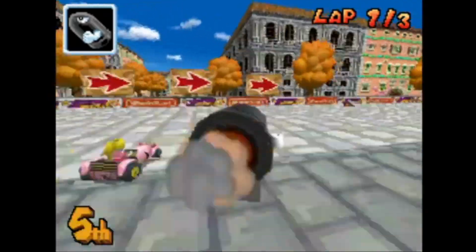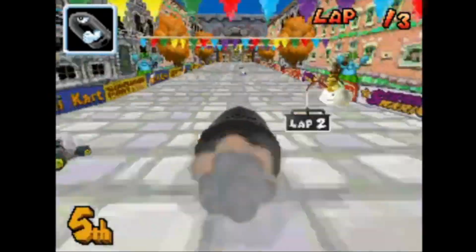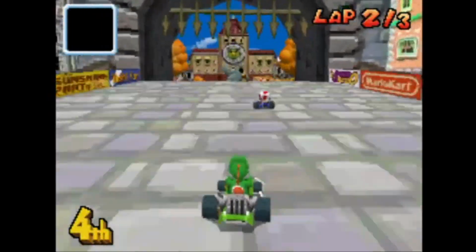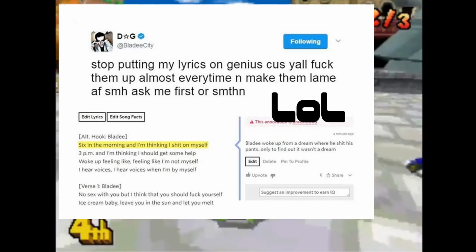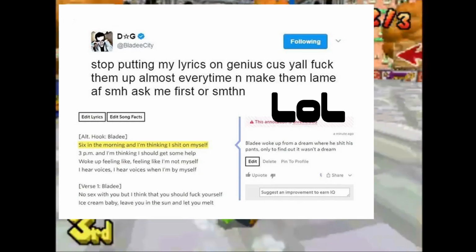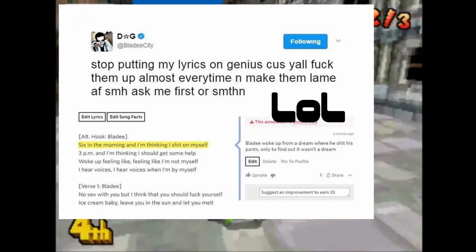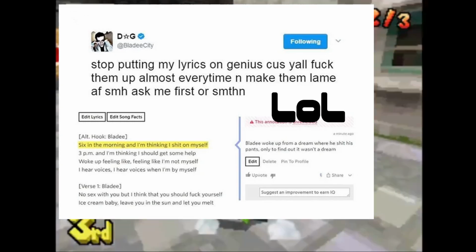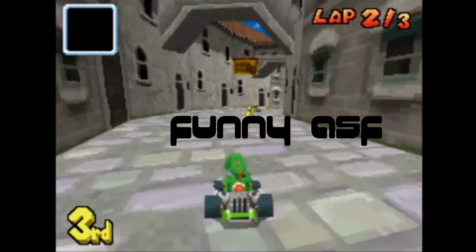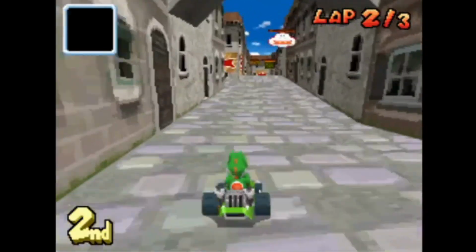Alright, next I'm going to be talking about the lyrics and the vocals. I know Bladee has a tweet about not using Genius lyrics because they're always wrong and the annotations are bad, but I'm just going to use screenshots of the lyrics for the sake of this video. I'm not really going to use the annotations, so I'm just going to give my thoughts about it or whatever.